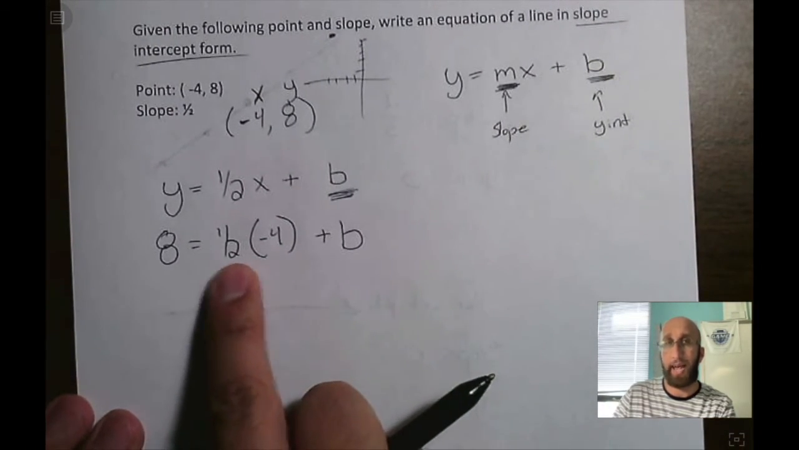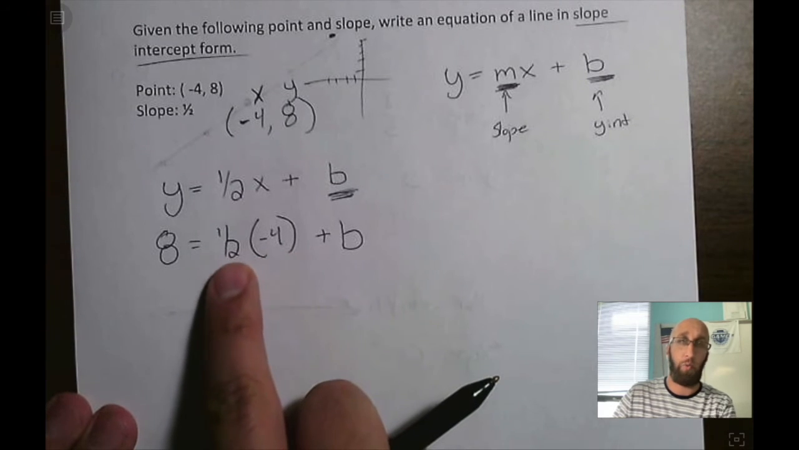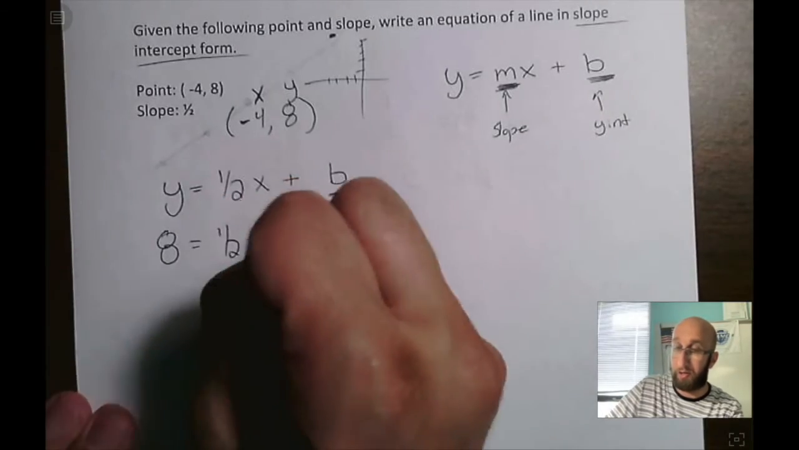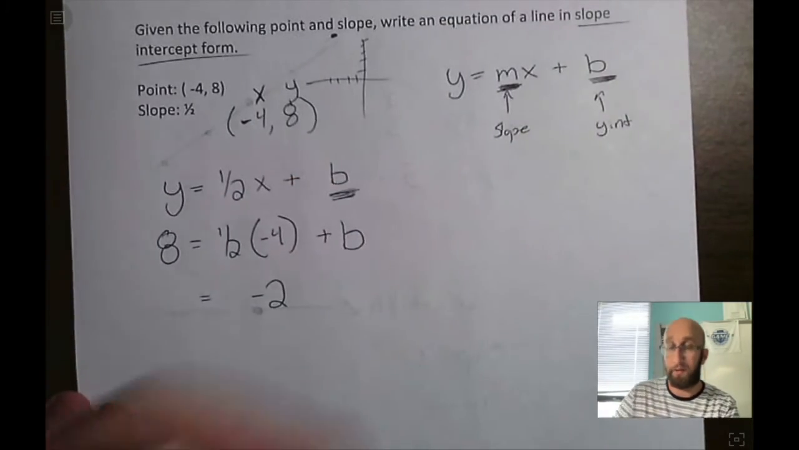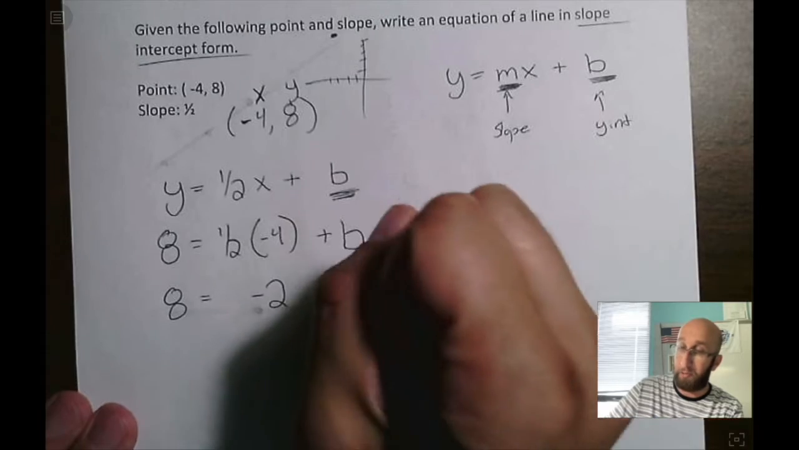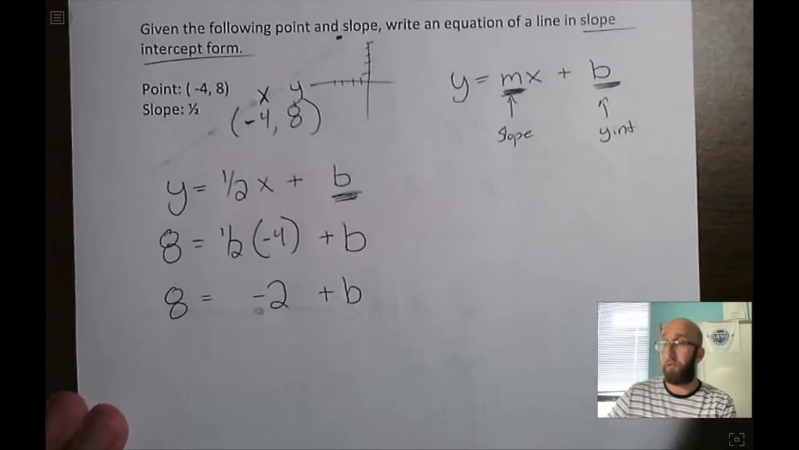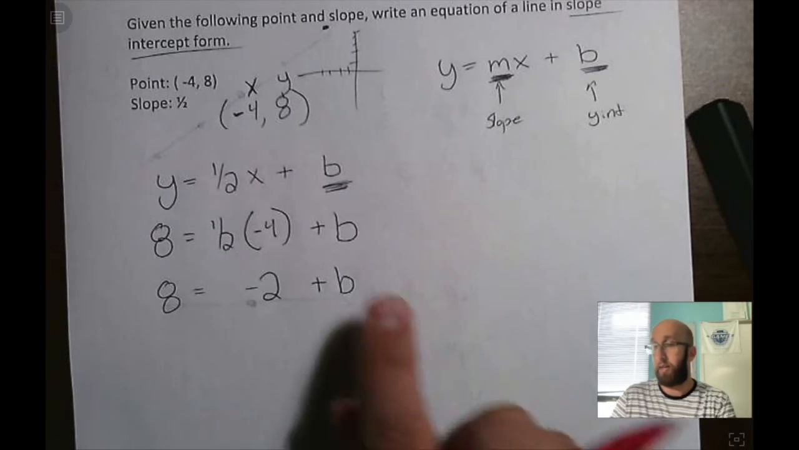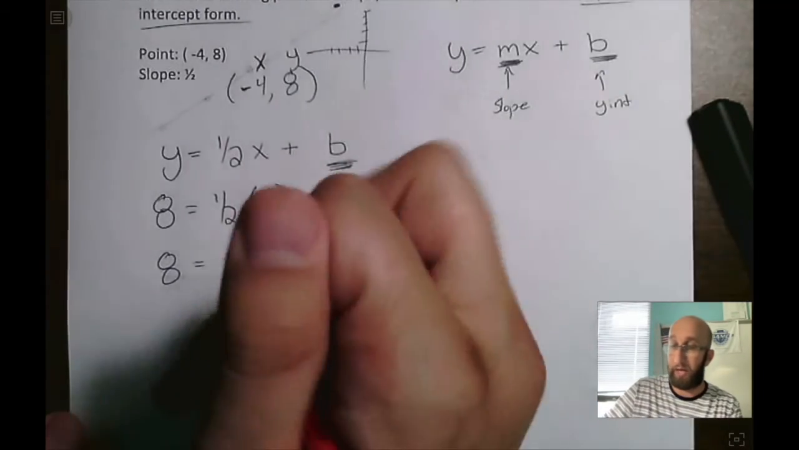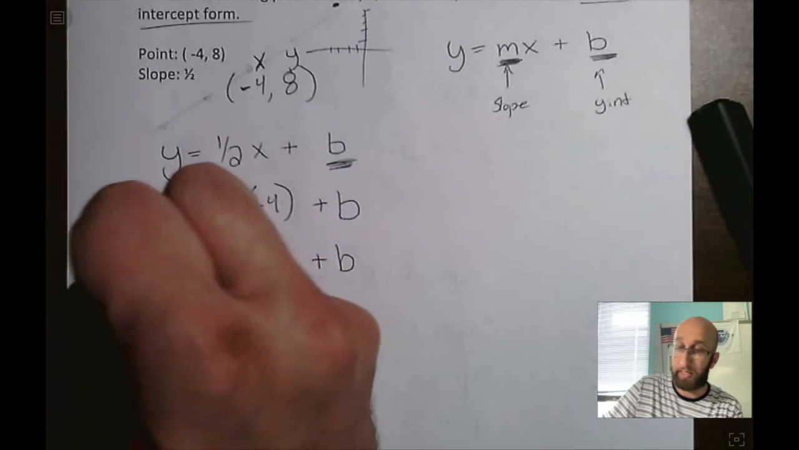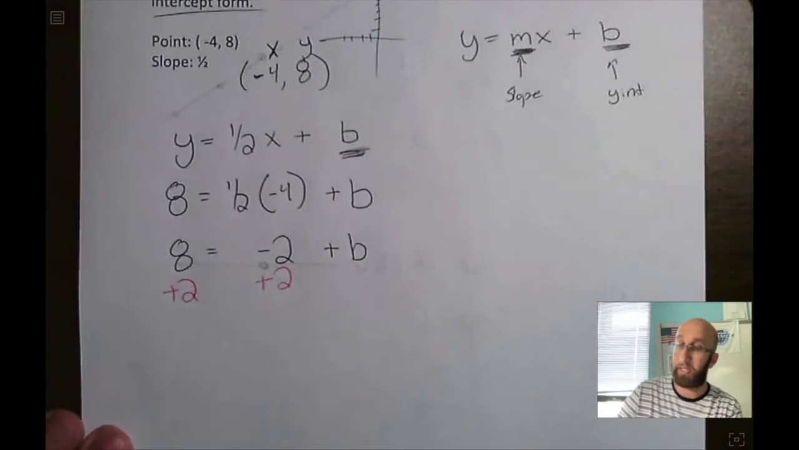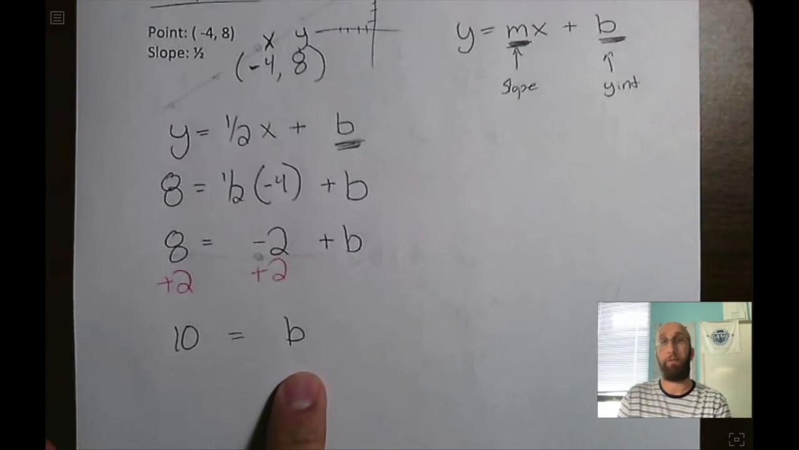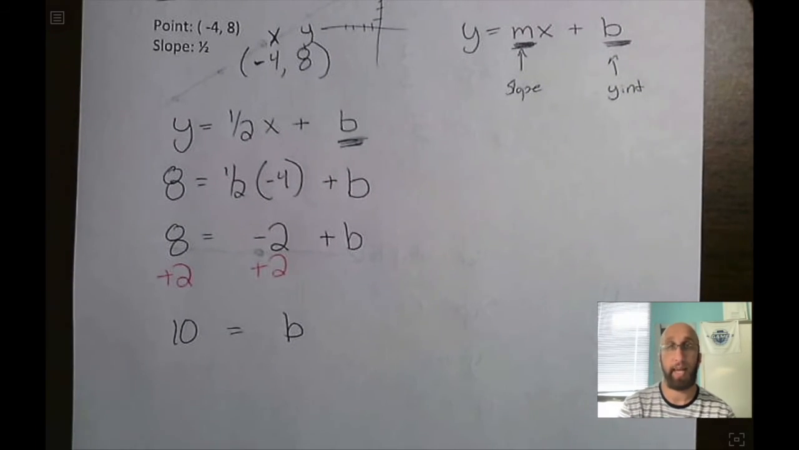When I take 1/2 times -4, so 1 divided by 2 times -4, you could do it in a calculator or just do it in your head, it is -2. So I got 8 equals -2 plus b. If I'm trying to get b by itself, we've got to get rid of this -2. The opposite of a -2 is a +2. So we add 2 on both sides. 8 plus 2 is 10. We now have b by itself, and we now know b is 10.